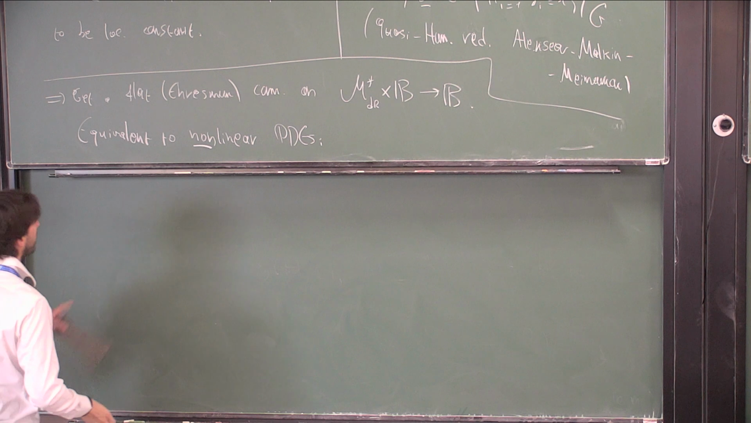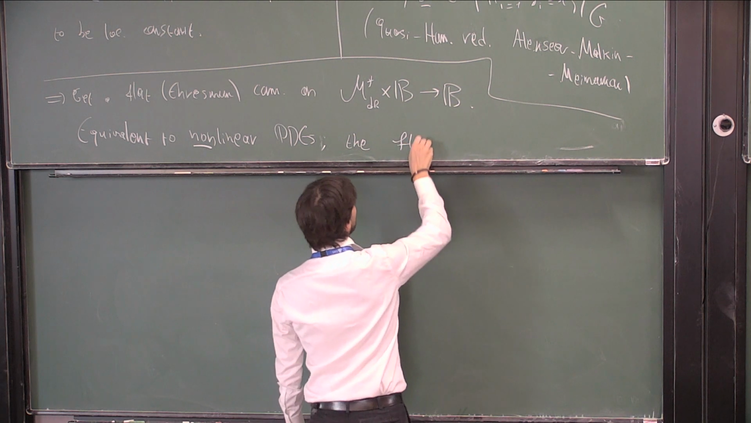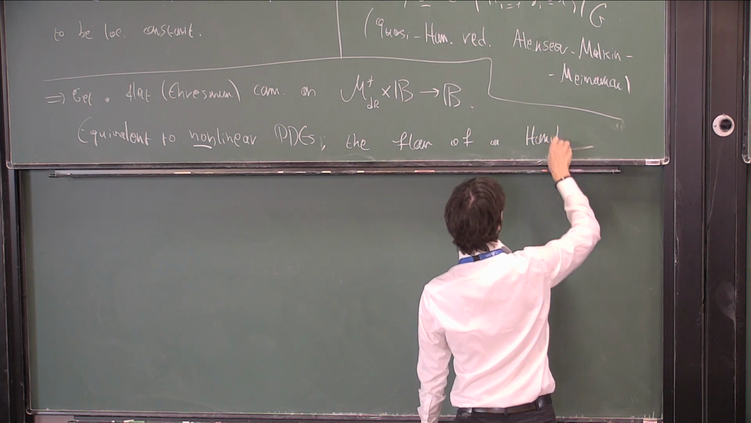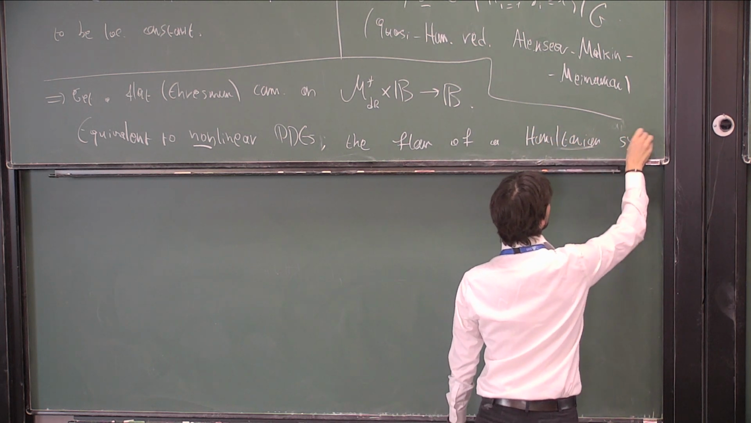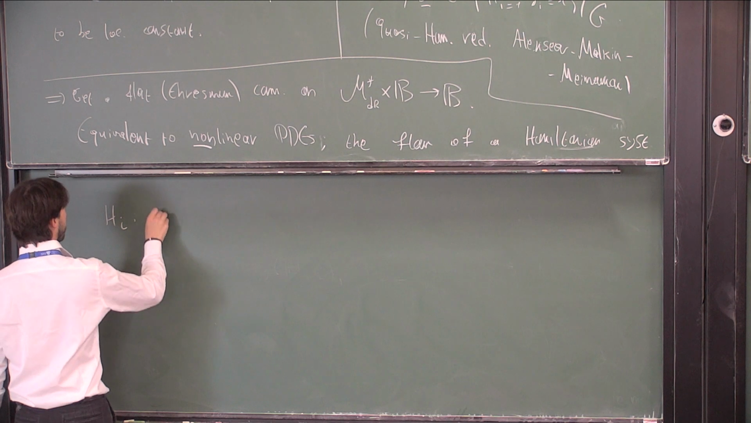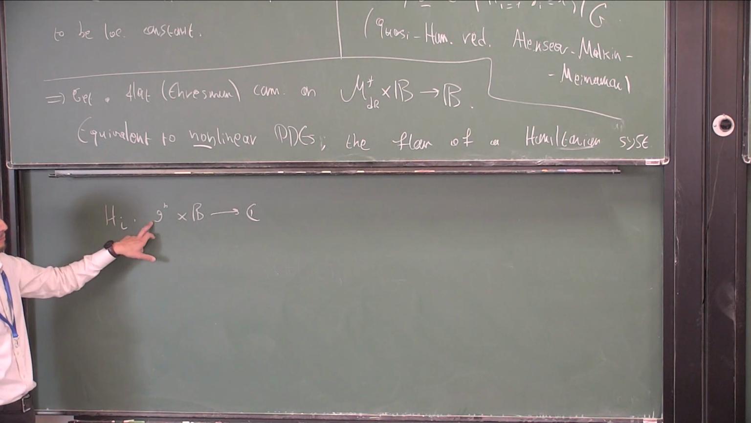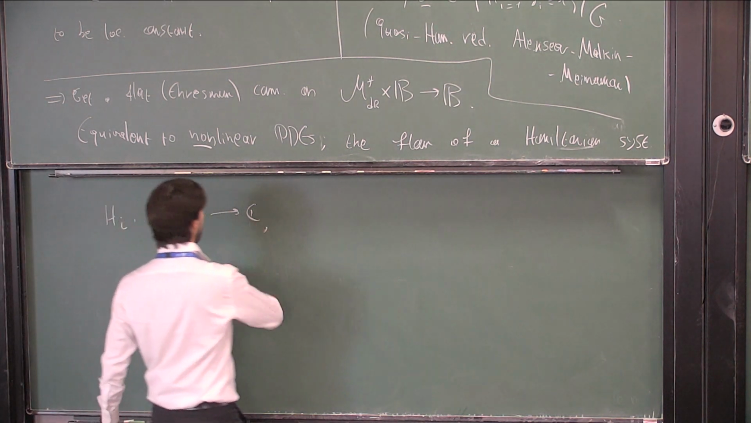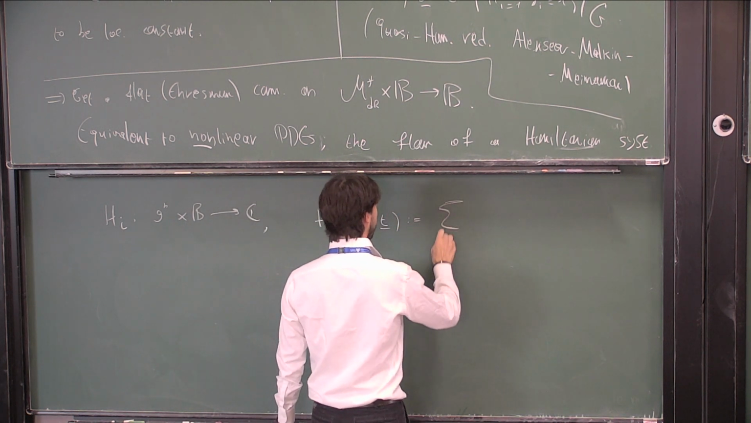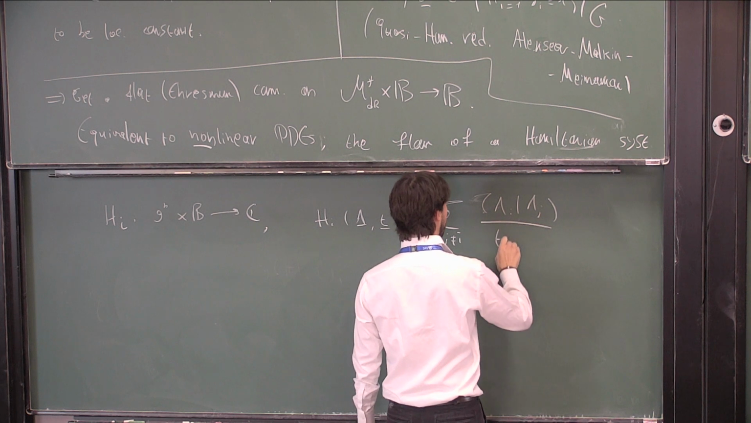So now, equivalent to nonlinear PDEs, more precisely, the flow of a non-autonomous integrable Hamiltonian system. Let me just write Hamiltonian system, whose Hamiltonians look like H_i going from G^n cross B into C. Then they will descend to the reduction, but I can define them already at this stage. And these are just H_i of lambda and t equal sum over j different from i, and then I put the invariant pairing and I divide by t_i minus t_j.